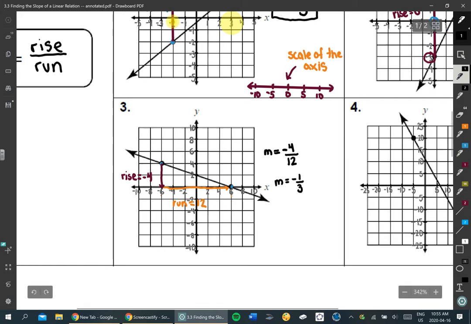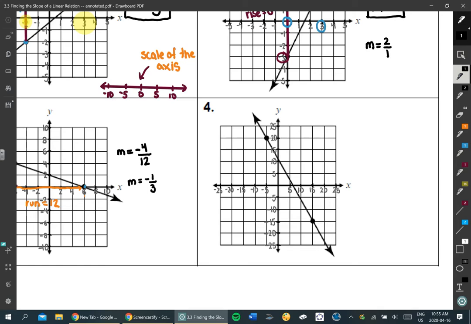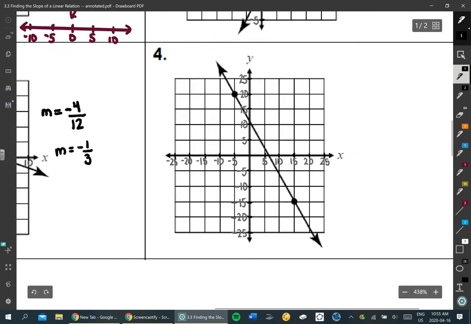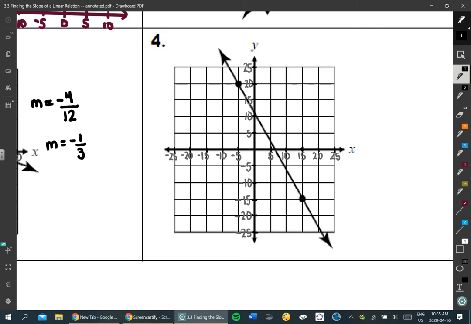All right. So let's move on to this question. Okay? So let's look at our scales here. Now we're counting by 5s, instead of 1s or 2s. That's okay. And we're counting by 5s in both the x and the y direction. So let's go ahead with our rise and run, okay? So our rise is going to be negative, right? We're climbing down.